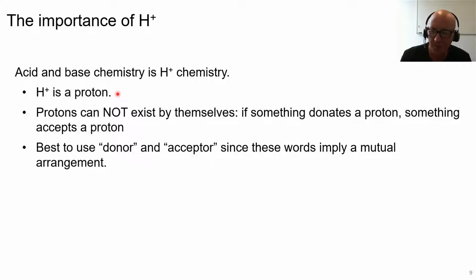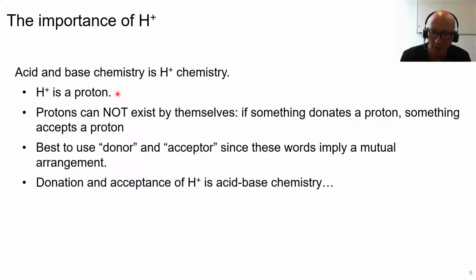So sometimes it's actually better to think about acids and bases as donors and acceptors. And that implies a mutual arrangement. I mean, clearly, if I use the word donor in everyday life, it implies I've donated something to someone, and therefore whoever that someone is has become the acceptor. They must have accepted it. There's a mutual arrangement going on there. And that's really what acid and base chemistry is all about in a nutshell. It's the donation and acceptance of protons.